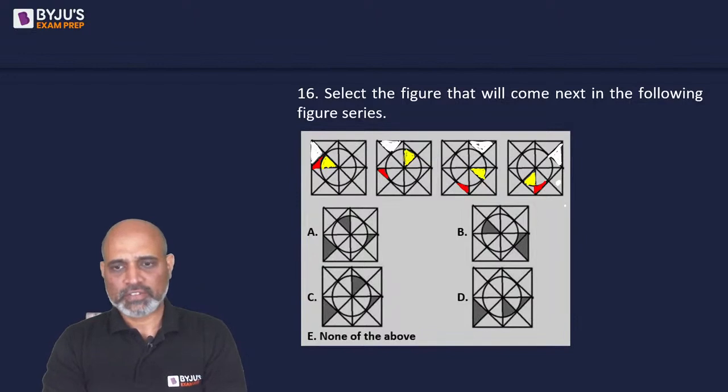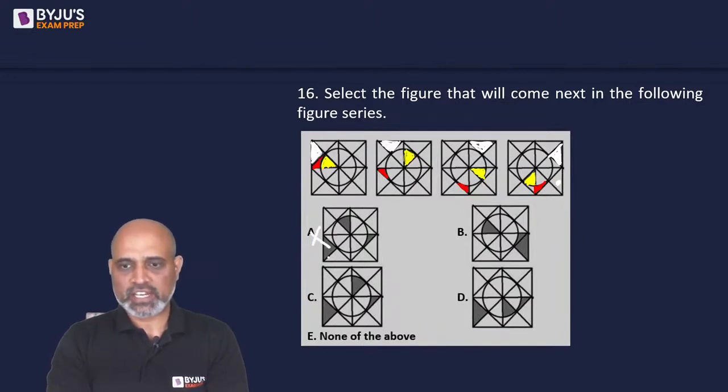Let's check the white one. So it's not there in A, it's not there in C, it's not there in D. So the white one is over here. The red one is supposed to be here.